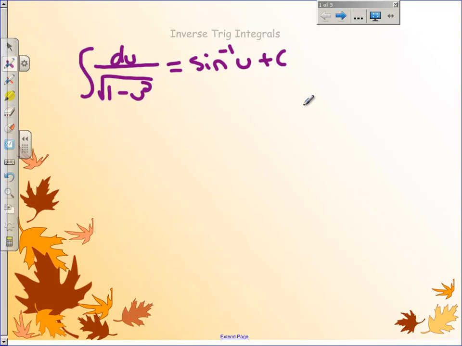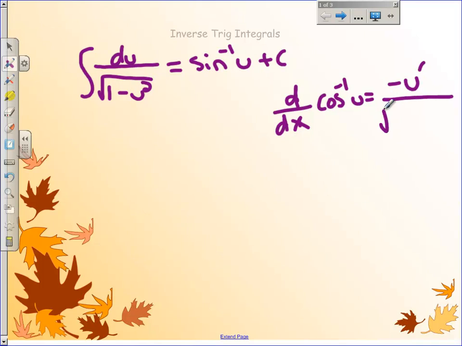Oh, and by the way, just to make sure you have this correctly in your notes, I did not do it correctly in the video. At least, I wrote a tick mark when I meant to do a squared. The derivative of arc cosine of u should be negative u prime over the square root of 1 minus u squared. I think this is the part I messed up in my notes, so make sure you have that information down correctly.